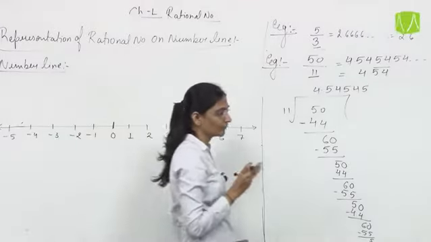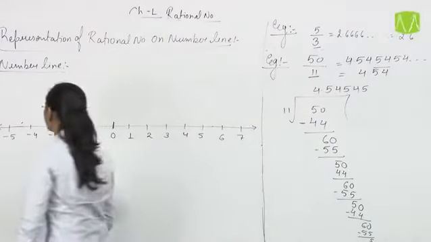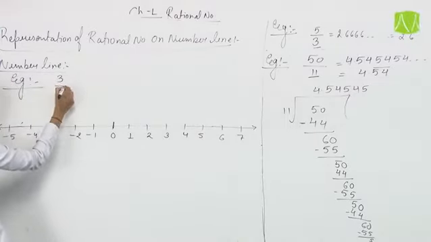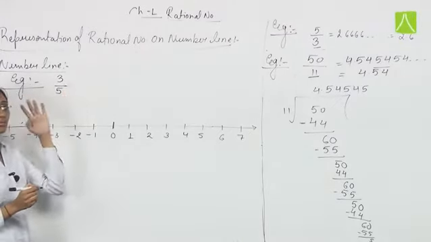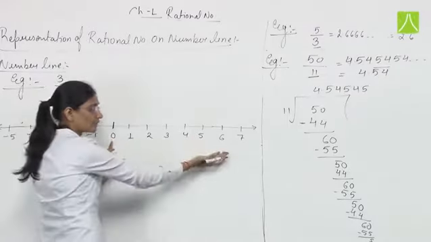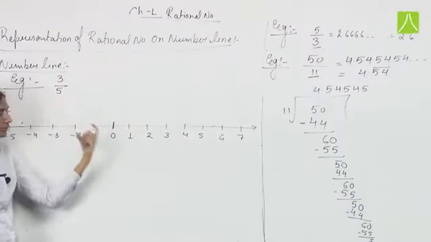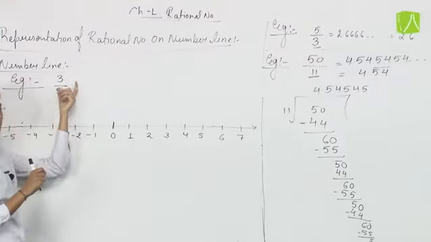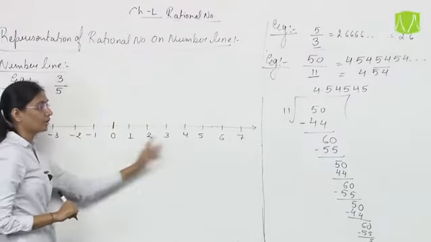Now we have to represent a rational number on this number line. For example, 3 upon 5. 3 upon 5 is a positive rational number. Both numerator and denominator are positive. Therefore, it will lie on the right side of 0. We have to represent this 3 upon 5 on this number line. First method is you can solve this in decimal form, then put it here. Second method is we can directly plot it on the number line.